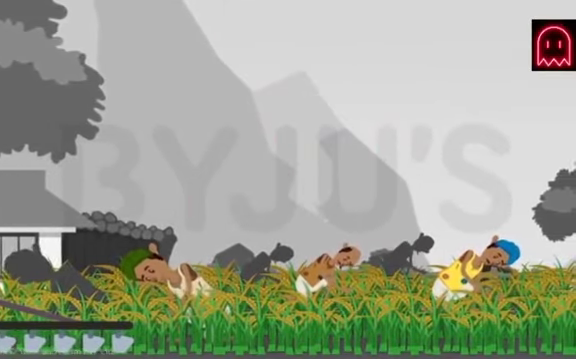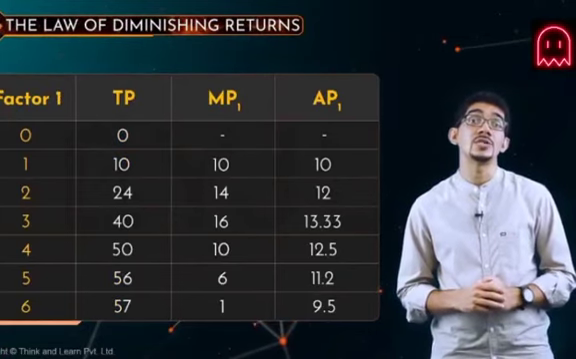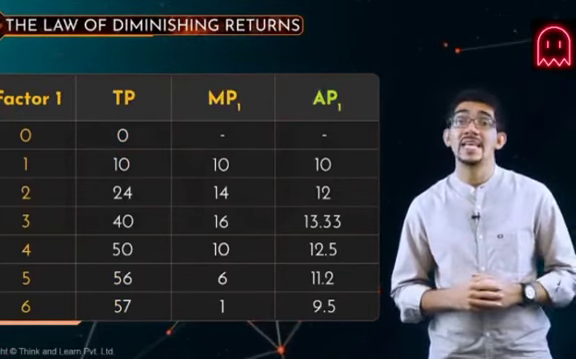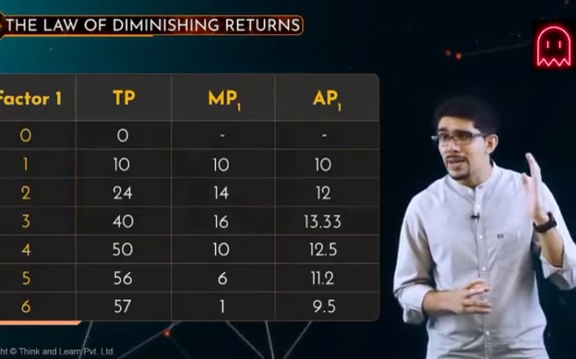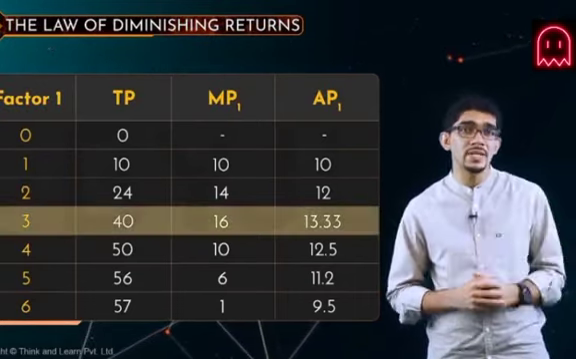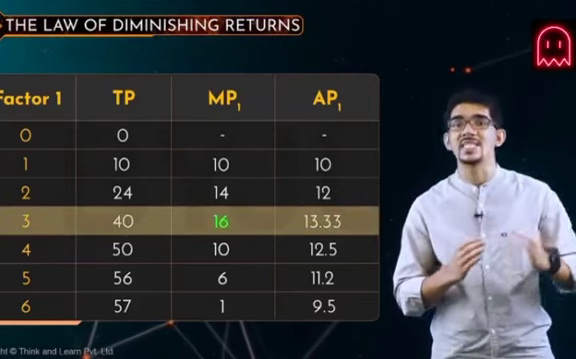Let's look at a table again to illustrate this. With factor 2 fixed at 4 units, the table shows us the TP, MP1 and AP1 for different values of factor 1. We see that up to the employment level of 3 units of factor 1, its marginal product actually increases. And then it starts falling.